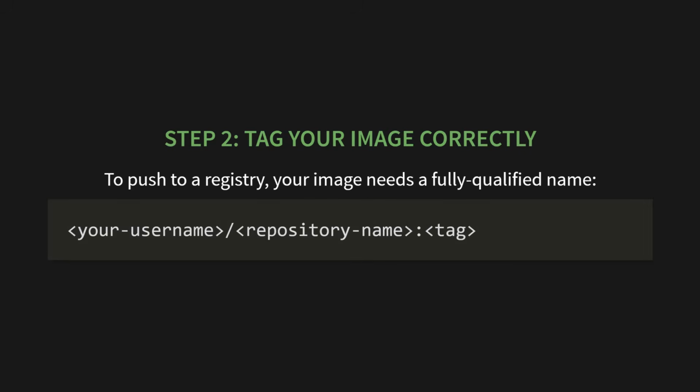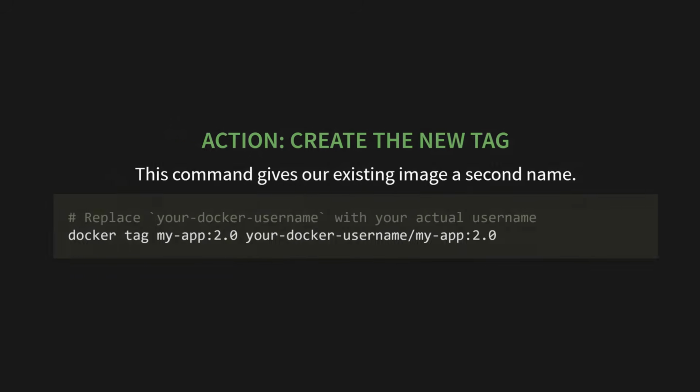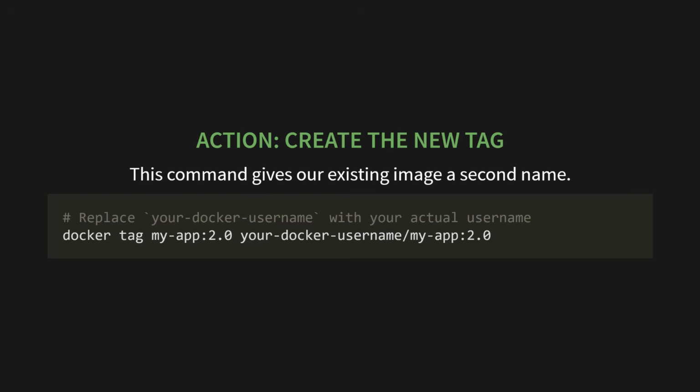This is crucial. To push to a registry, your image needs a fully qualified name. The format is always your username/your repository name/the tag. So let's do it. We're going to create a new tag for our existing image.